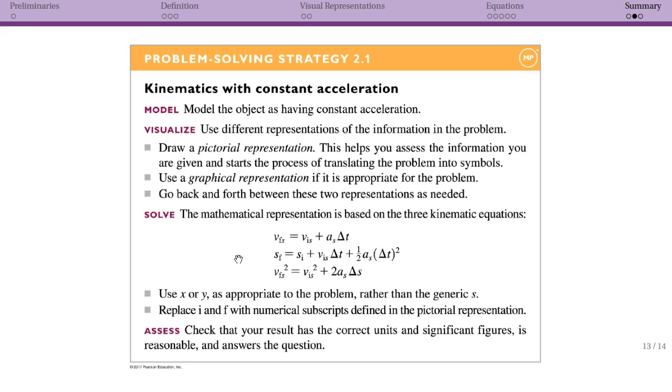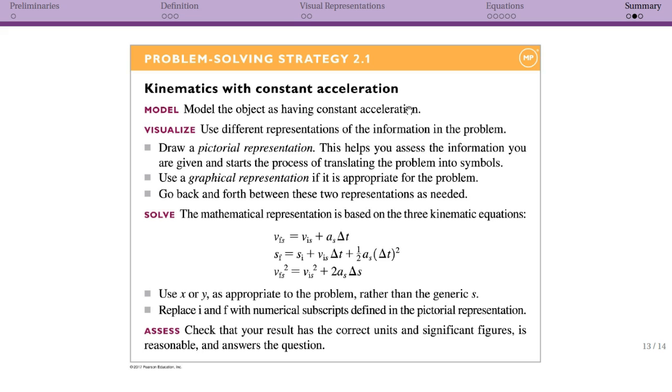So now I'd like to discuss a little bit about how you're going to approach problem solving for kinematic situations, which just means physics of motion. So first of all, you want to choose a model. And the model we've been talking about here is constant acceleration.